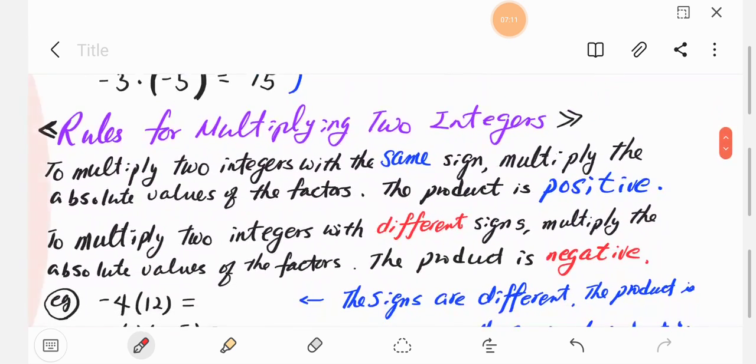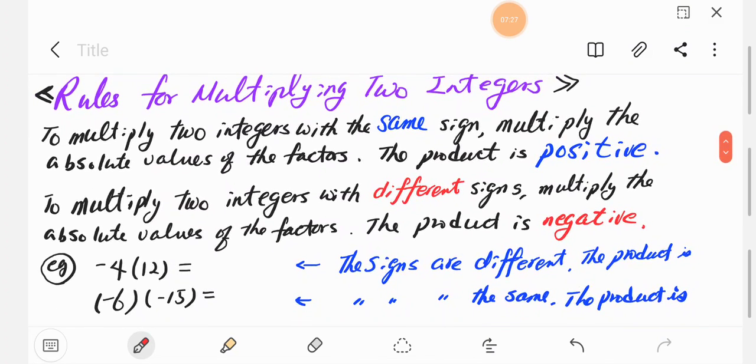So here is the rule. The rules for multiplying two integers. To multiply two integers with the same sign, then the result is what? Multiply the absolute values of the factors. Multiply the values of the factors. That means, there are two numbers, negative 4 and 12. Multiply these two, make it positive and multiply.